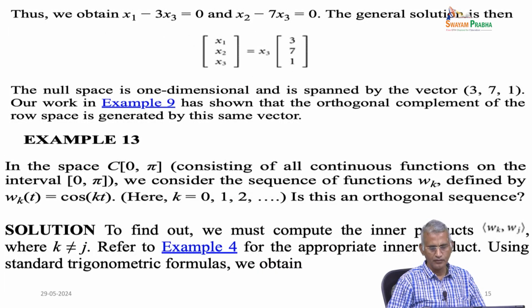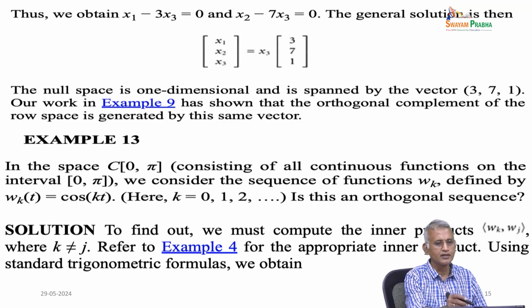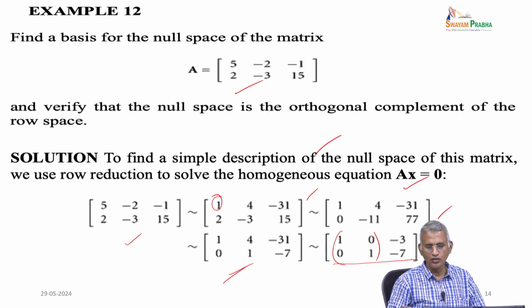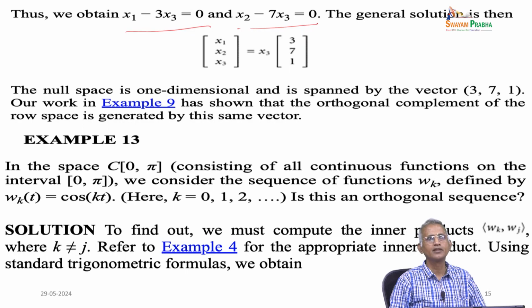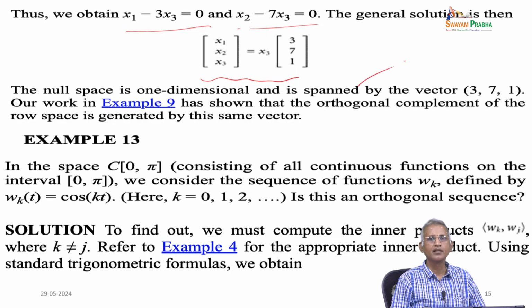Now, we obtain from the previous step x1 equal to minus 3 x3, so that is x1 minus 3 x3 equal to 0. From the last row we get x2 minus 7 x3 equal to 0. Therefore, the general solution is what? (x1, x2, x3) equal to x3 times (3, 7, 1). Therefore, the null space is one-dimensional, spanned by the vector (3, 7, 1). Therefore, our example shows that the orthogonal complement of the row space is generated by the same vector.